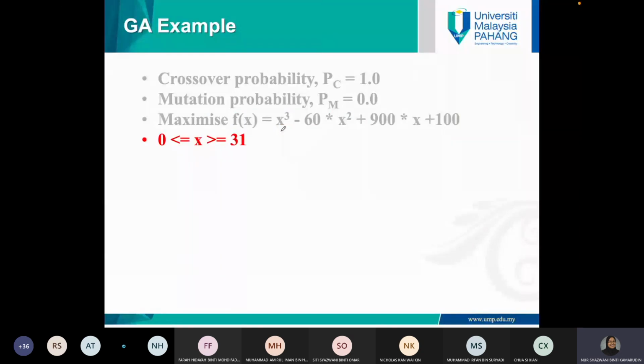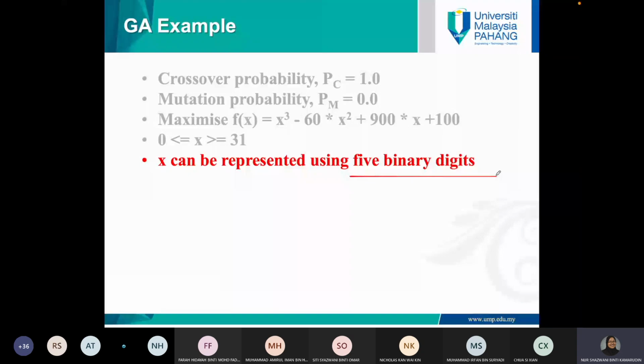Cannot be less than 0, cannot be more than 31. So x can be represented using 5 binary digits. Earlier it was 4 binary digits, right? This one is 5 binary digits.